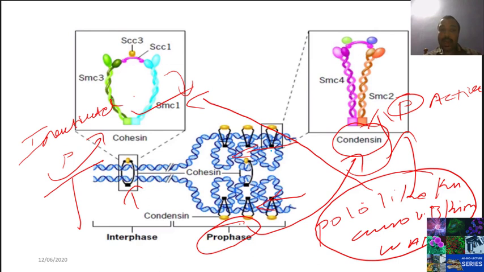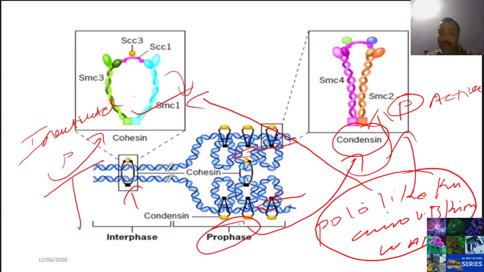And at the same time, the polo-like kinase command to cohesin is to detach from the sister chromatids and facilitate the function of condensin. That's the command to cohesin. At the same time, there is a favorable condition for condensin and an unfavorable condition for cohesin. What is the favorable and unfavorable condition? Polo-like kinase phosphorylation activity is the unfavorable condition for cohesin and the favorable condition for condensin.